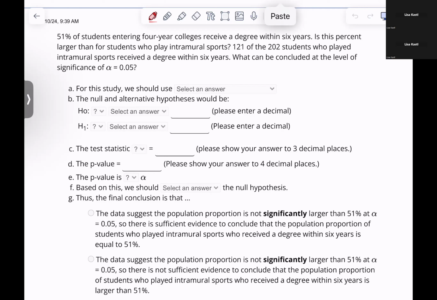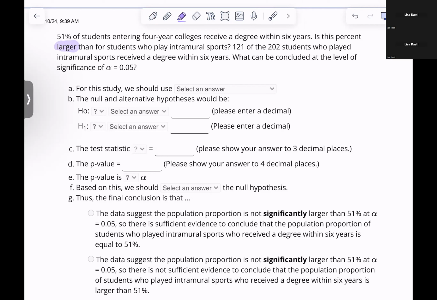51% of students entering four-year colleges receive a degree within 6 years. Is this percent larger? Maybe we'll highlight that. Larger than for students who play intramural sports. 121 of the 202 students who played intramural sports received a degree within 6 years. What can be concluded at the level of significance alpha is 0.05.